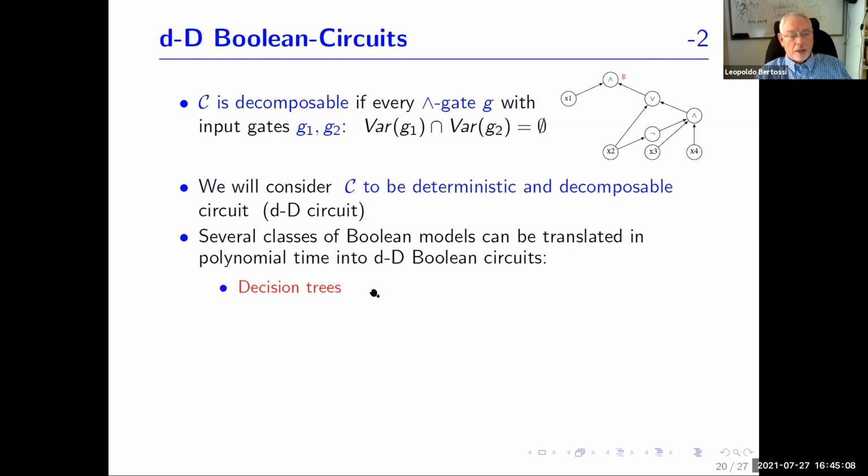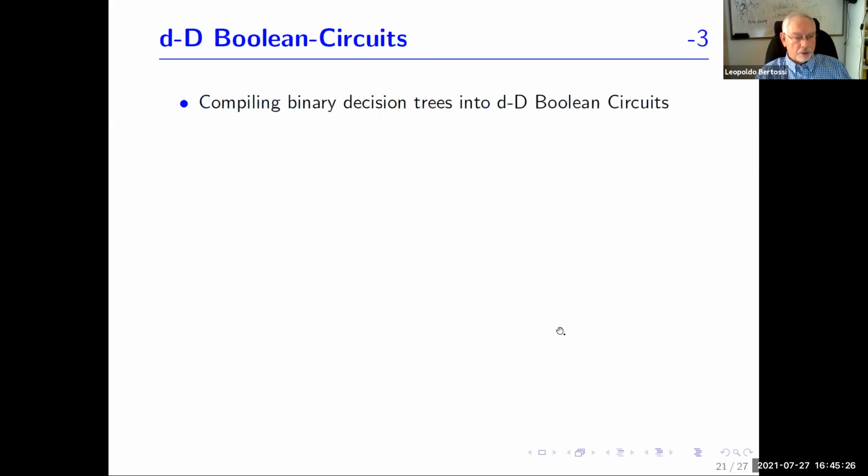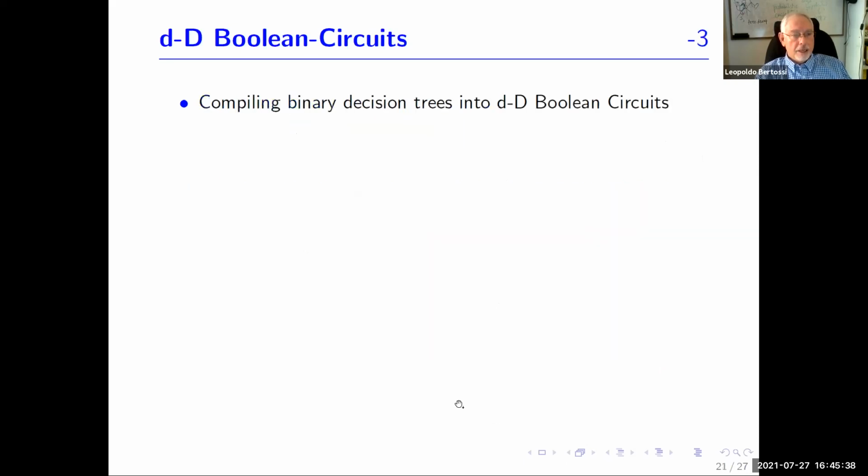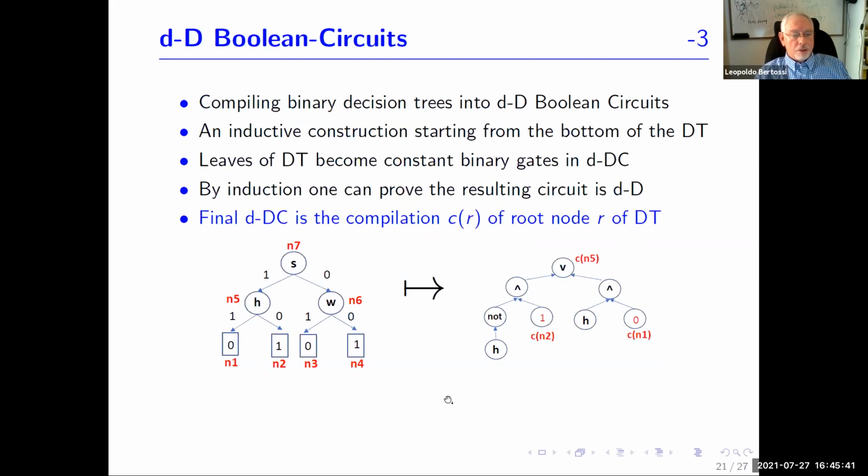And why are they interesting? Well, several classes of Boolean models can be translated in polynomial time into DD Boolean circuits: decision trees, ordered binary decision diagrams that are also quite popular these days for some reasons, and another that I'm not going to mention. But these two are particularly relevant for us. This is where the problem started from, and there are interesting applications lately of these circuits.